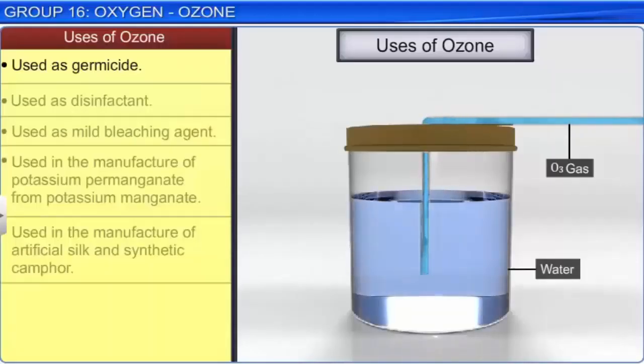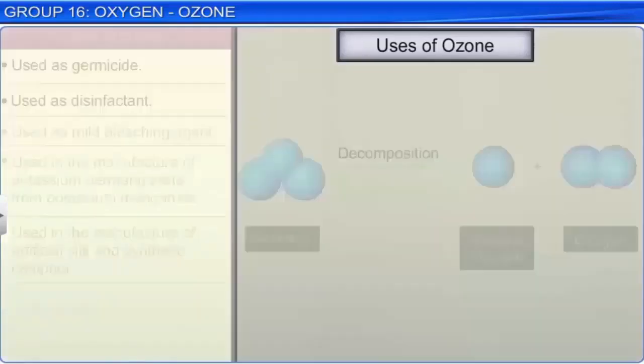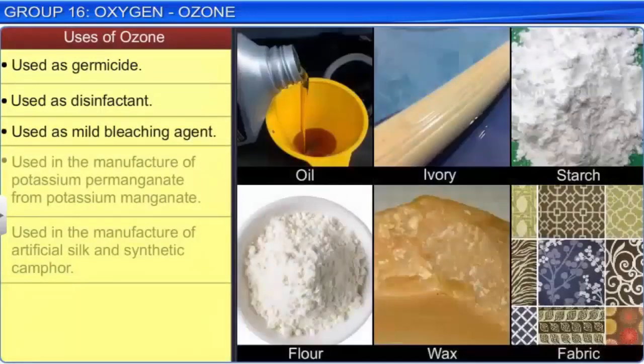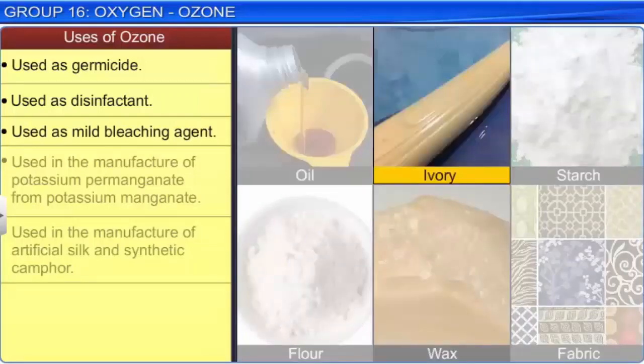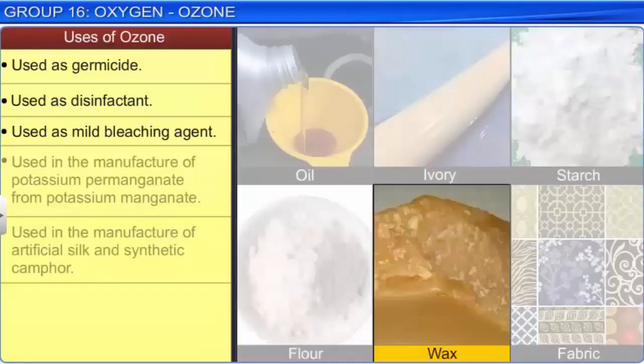Let's look at some important uses of ozone. Ozone is used as a germicide. Ozone is also used as a disinfectant. For example, it is used to purify drinking water, since it destroys bacteria and viruses. Since it decomposes readily to give nascent oxygen, it is used as a mild bleaching agent for bleaching oils, ivory, starch, flour, wax, and delicate fabrics.